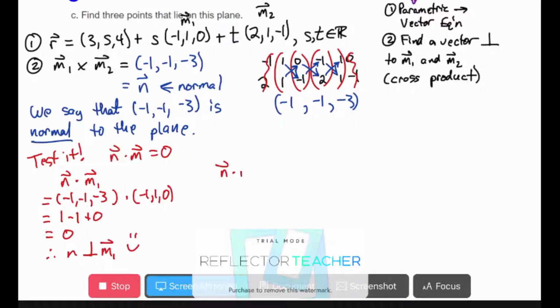Let's test our other vector. Is the dot product of n and m2 also 0? N is negative 1, negative 1, negative 3. Dot my m2 value from up here, 2, 1, and negative 1. Find the product of each component here. So negative 2 plus negative 1 plus 3. And that also equals 0. Therefore, n is perpendicular to m2. Looks pretty good to me.